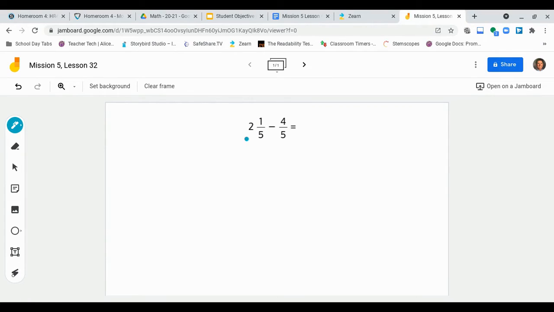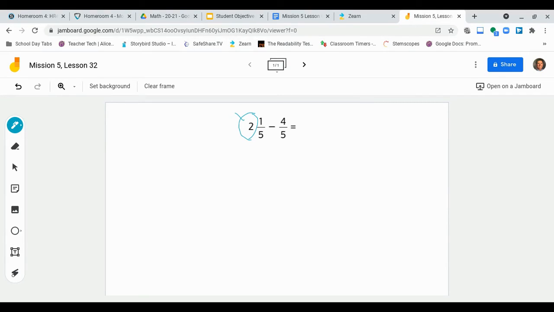So right now I'm just going to focus on the fraction part. I'm just going to put a little pin in the 2, and I'll get back to you later. So I'm going to look at 1/5 minus 4/5. Okay? Can I do 1/5 minus 4/5 just right now? Can I do 1 minus 4? I cannot. I can't do that just as it is because 1 is less than 4.